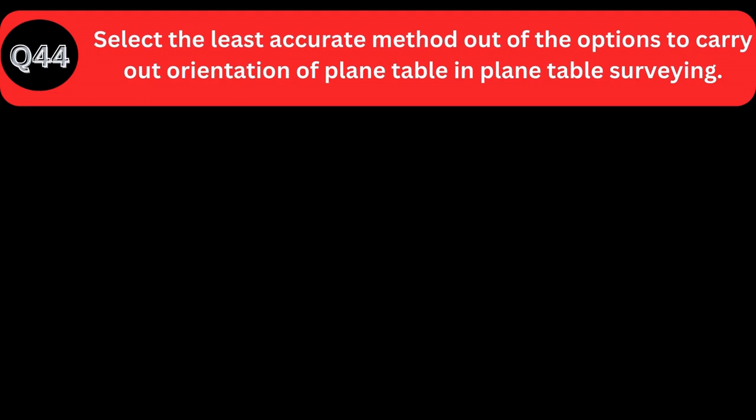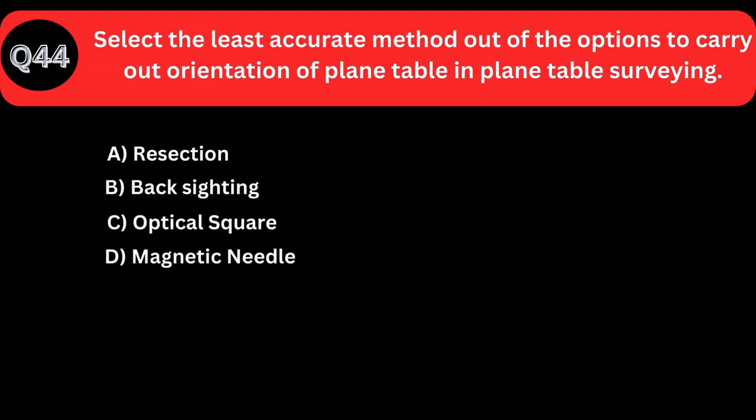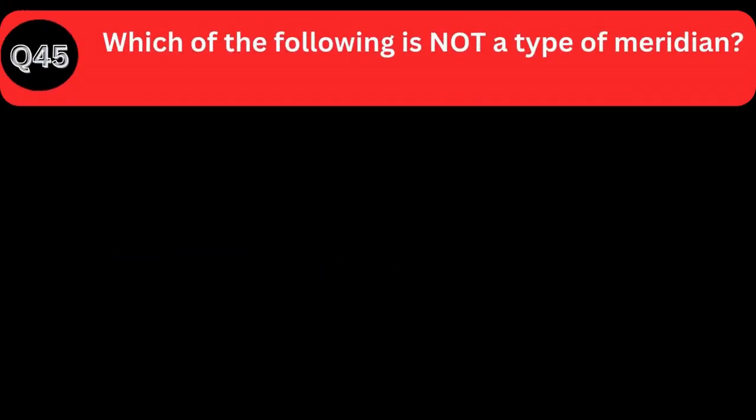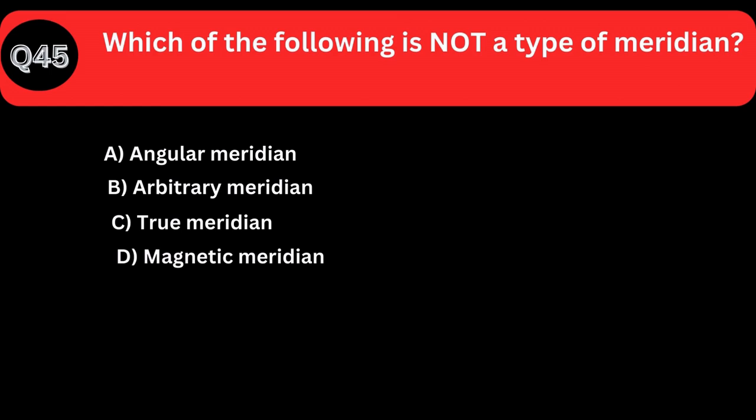Select the least accurate method out of the options to carry out orientation of plane table in plane table surveying. Options: A. Resection, B. Backsighting, C. Optical square, D. Magnetic needle. Answer: D. Magnetic needle.